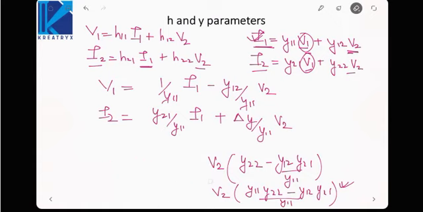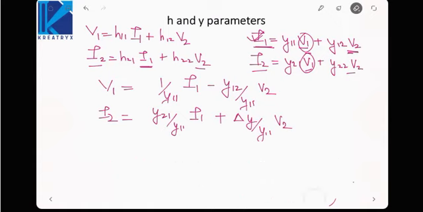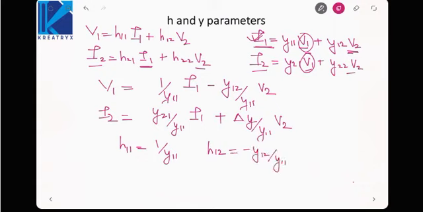So, if we compare the equations, we will get H11 is equal to 1 by Y11, H12 is minus Y12 by Y11, H21 is Y21 by Y11, H22 is delta Y by Y11. So, these are the 4 H parameters in terms of Y parameters.